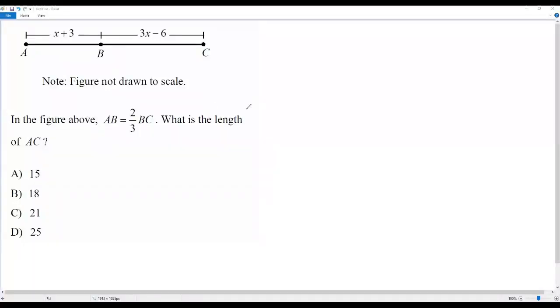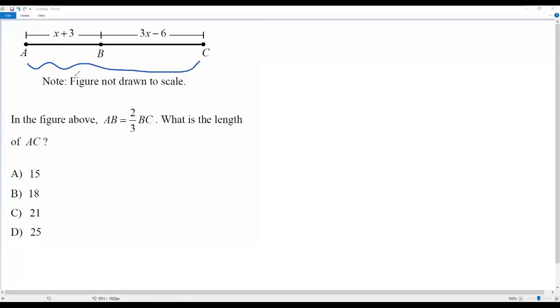Here we have a problem on line segment. There is a line segment given over here, that is AC, and here the length of AB is given by x + 3 and the length of BC is given by 3x - 6. And here we have an information. In the figure above, AB equals 2/3 BC. What is the length of AC? So we have to find the length of the line segment AC.